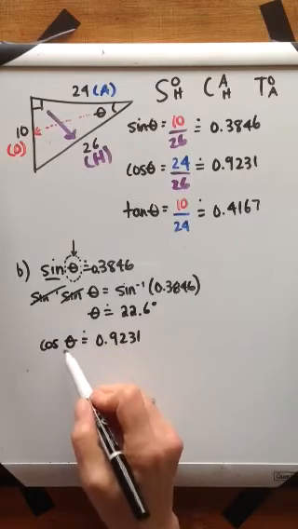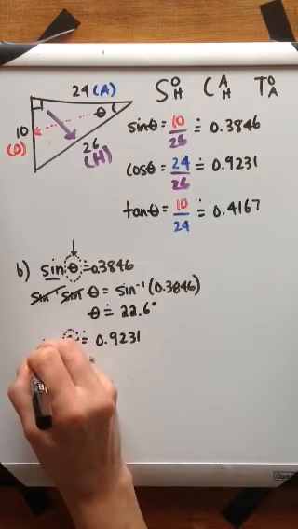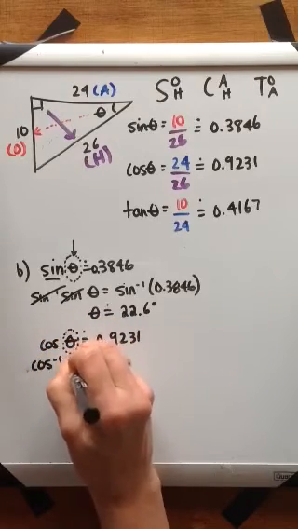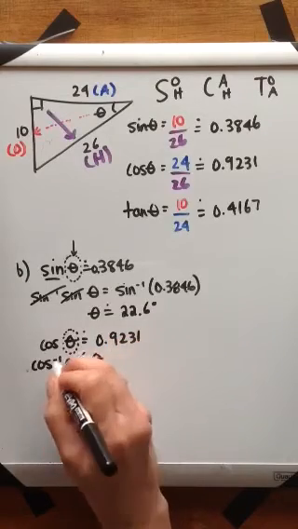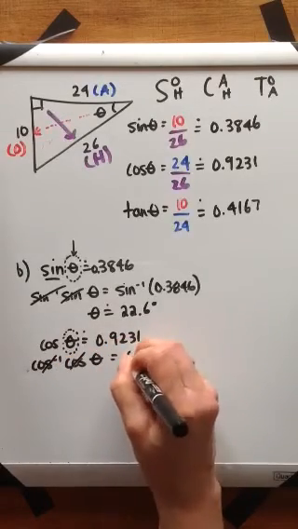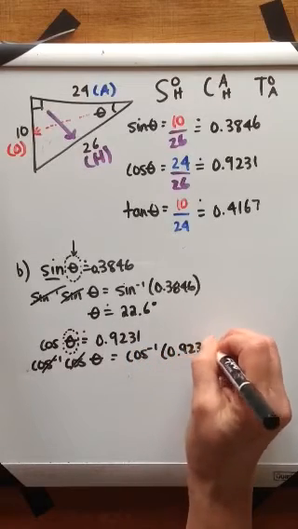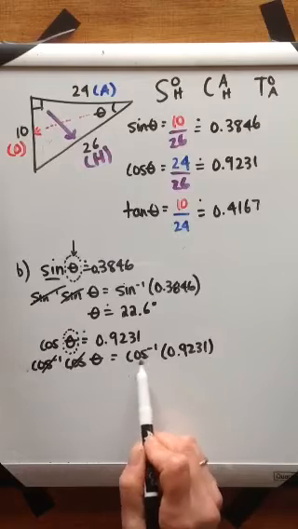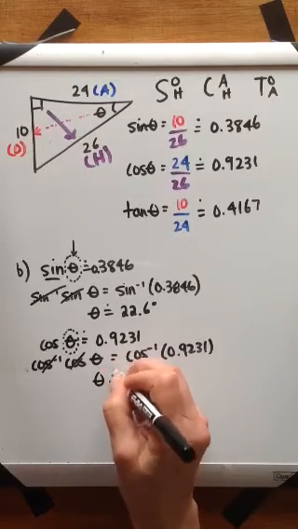In a similar fashion, if I want to solve for theta, I need to get rid of this cosine piece using its inverse operation, or its opposite operation, which is inverse cosine. And whatever I do to one side of the equation, I have to do to the other side as well. And again, remember, inverse cosine gets written first, followed by the value you're taking the inverse cosine of.